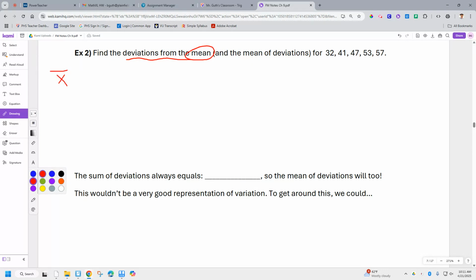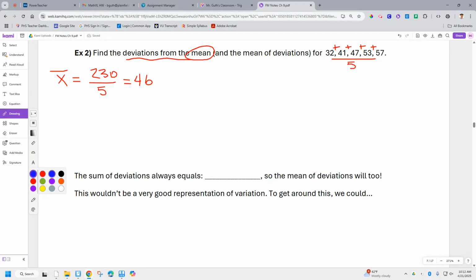The mean, x bar. We add up those numbers, and it looks like we're going to divide by 5, right? That's how you find the mean. Add the numbers and divide by the number of numbers. Well, when I added those numbers, I got 230. And we're going to divide by 5. We get 46. So this question is asking me how much do each of those numbers deviate from 46?